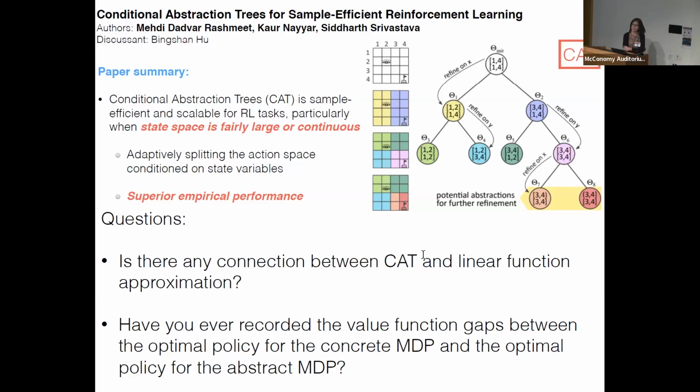I have two questions. One is, mathematically, is there any deep connection between the CAT and also the linear function approximation in RL? And the second question is, when you're doing experiments, have you ever compared the practical performance between the optimal policies for the concrete MDP and also the optimal policies for the abstract MDP? I mean, to see whether the abstract MDP is a good approximation of the true concrete MDP. So that's all my questions. Thank you.